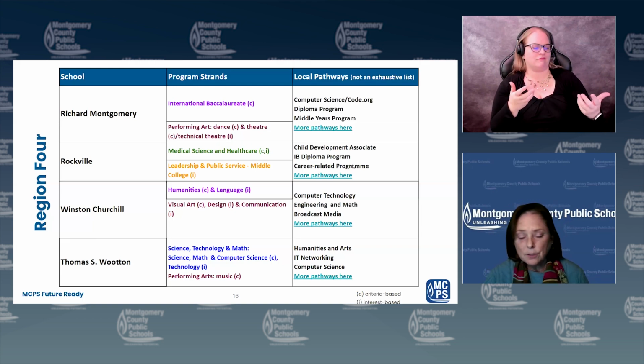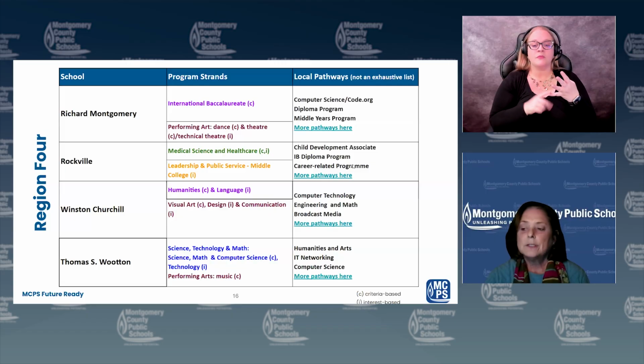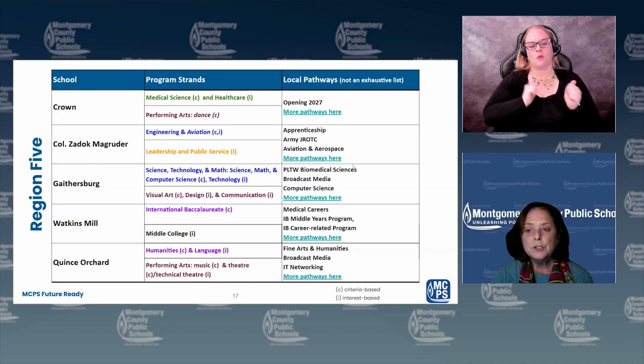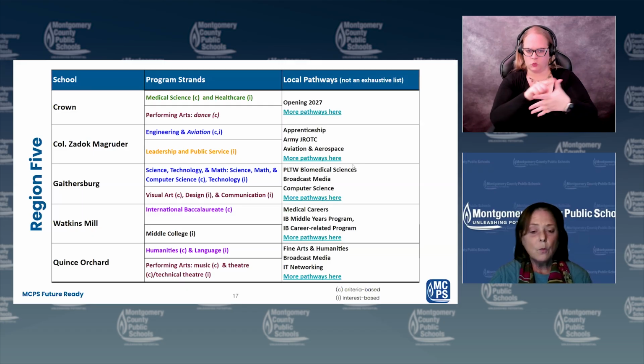And last in this region 4 would be Wootton. They will be the site for the science, math, computer science, and technology theme, in addition to the performing arts and music. Moving on to region 5, these have 5 high schools: Crown, Magruder, Gaithersburg, Watkins Mill, and Quince Orchard.